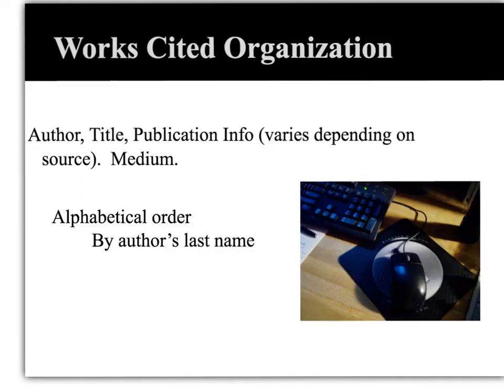On the Works Cited page, there are several things you'll be making note of. You have to use the author's name, the title of the article, and the publication information. This will vary depending on the source you are using. At the end of each citation, you also have to put the medium. For instance, for our citations, you are using print medium, so you will have the word print with a period at the end of your citation. When you are doing these Works Cited citations, make sure that you put everything in alphabetical order by the author's last name.